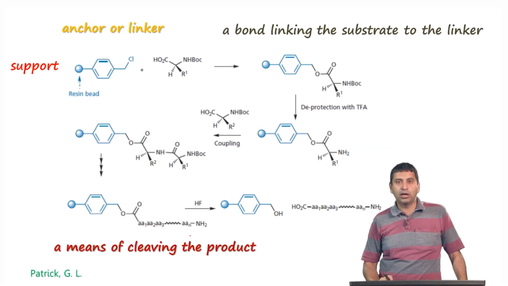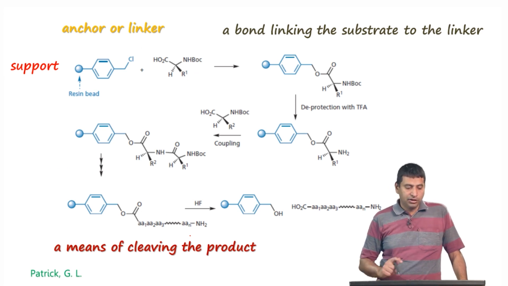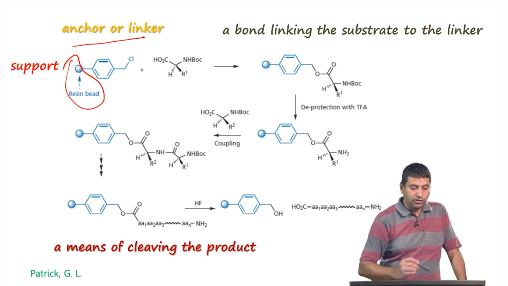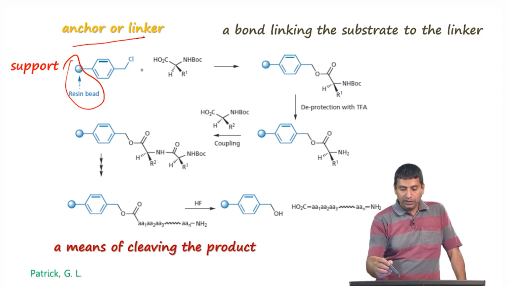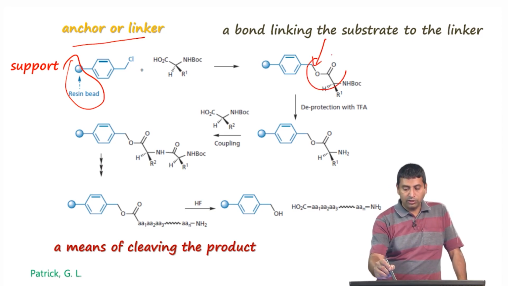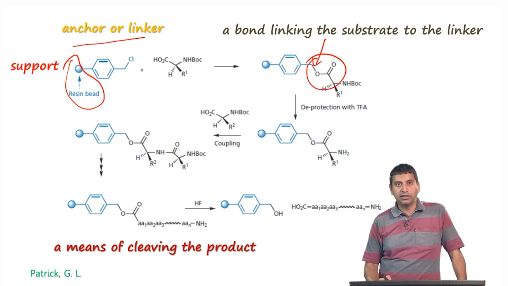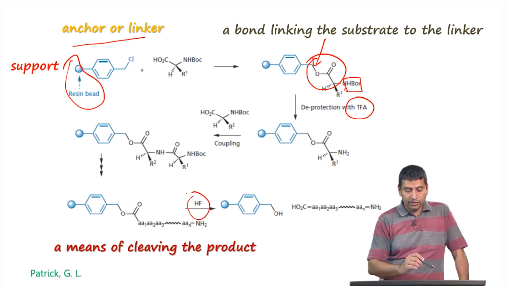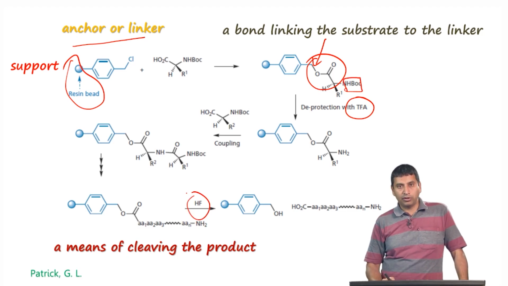So, going back to our synthetic scheme, so you see here that this is the resin bead which is the support, here is the anchor or linker, here is the bond, the ester bond binding the linker to the substrate, and you have a deprotection regime which is fairly favorable. So, here if you add TFA, you can deprotect this molecule and carry out the reaction, and in the end you have a means of cleaving the product, which is by using HF.